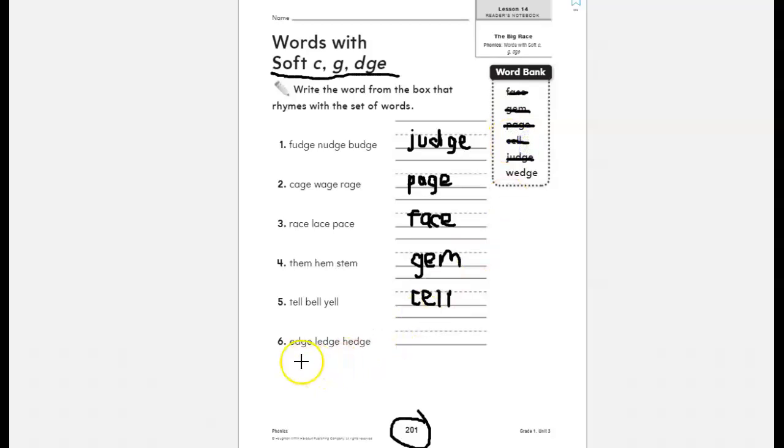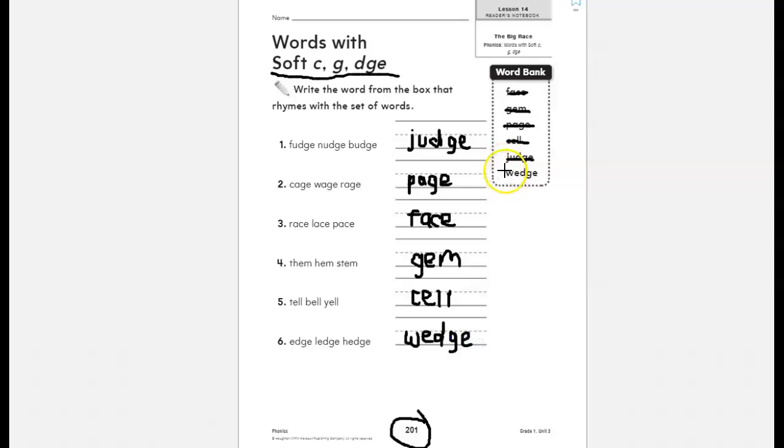And on our last one, we had the words edge, ledge, hedge. The word that rhymed best was wedge. The word wedge rhymed with the words edge, ledge, hedge.